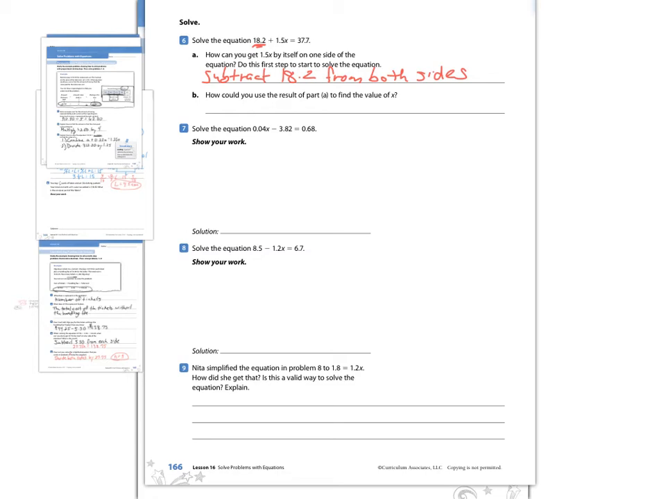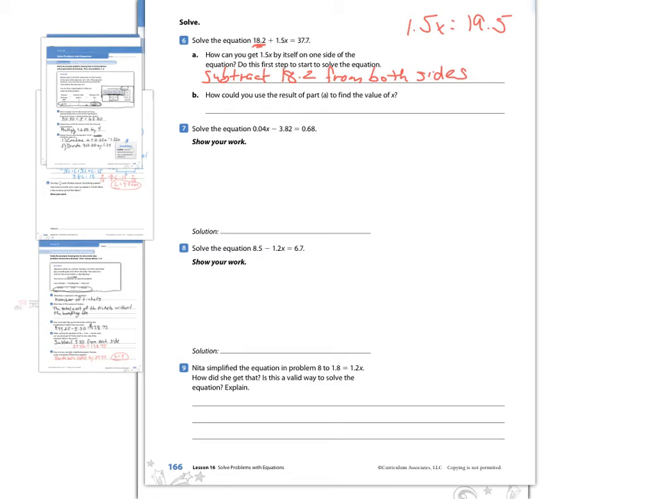Do this first step to start to solve the equation, which means we would be left with, and I'm just going to write it over here, 1.5x equal to 19 and 5/10, or 19.5. Part B, how could you use the result from part A to find the value of x?